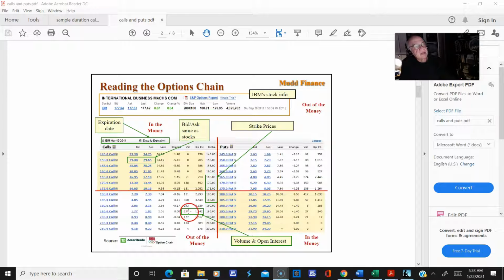All right, so here's the volume of contracts that are traded on any day. And this is the number of contracts that are open in total. So this is daily and this is total, and we'll go more and more into details on that at some other point in time when we get further into options. So suffice it to say, right now, this is the stock info that all these options are based on.